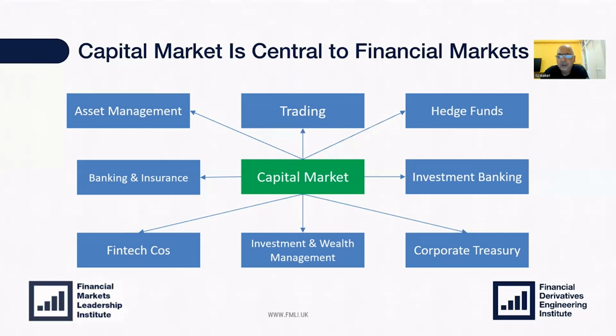Because all of us realize that whichever function you work in, be it asset management, trading, hedge fund, investment banking, corporate treasury, investment and wealth management, or fintech companies, ultimately all transactions hit the capital markets and the whole financial market infrastructure. There is no way you can make a career by doing an either-or there. You have to do this, okay?